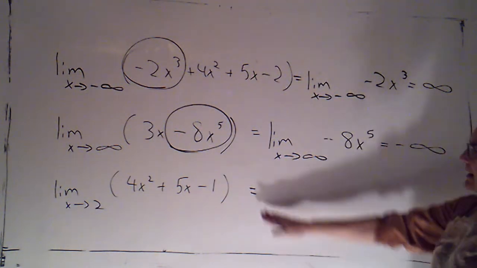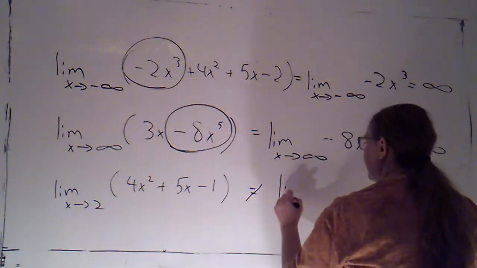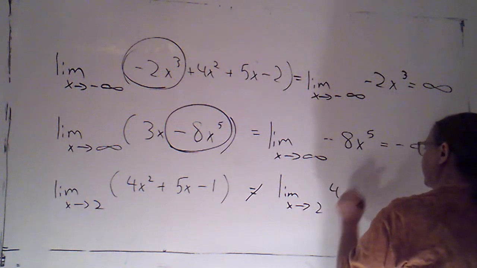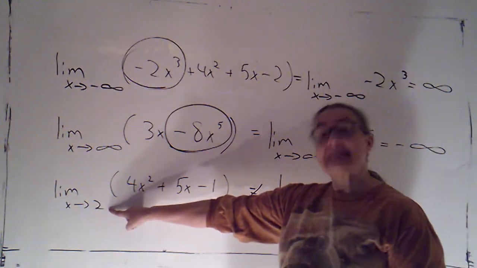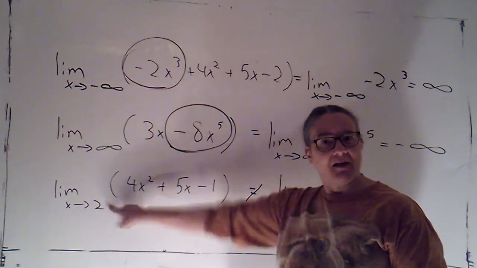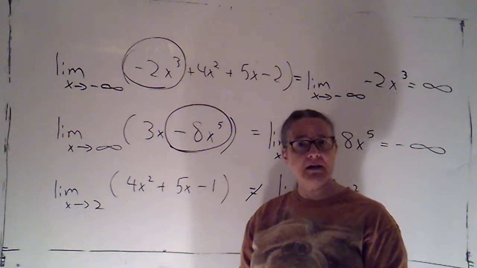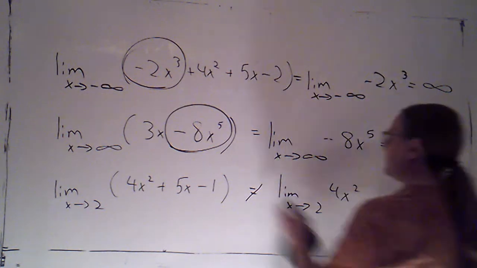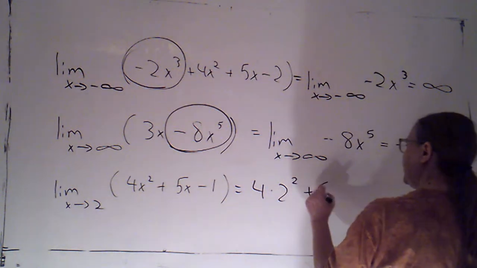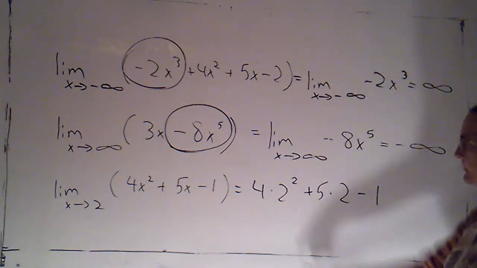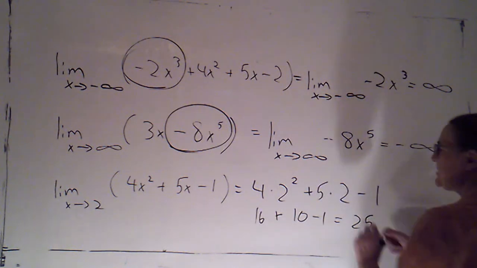Okay, this last one is not like the others. This is the limit as x goes to 2 of 4x squared plus 5x minus 1. Here I cannot look at the lead term because that's not plus or minus infinity. So when we learn something new, it's important that we don't throw everything that we knew beforehand out the window. I know how to evaluate polynomials at finite numbers. They're continuous. I plug in. This is going to be 4 times 2 squared plus 5 times 2 minus 1. That's 4 times 4 is 16 plus 10 minus 1. That's going to be 25.